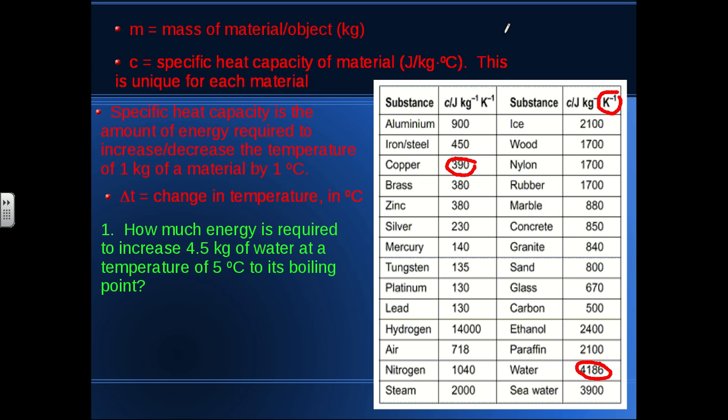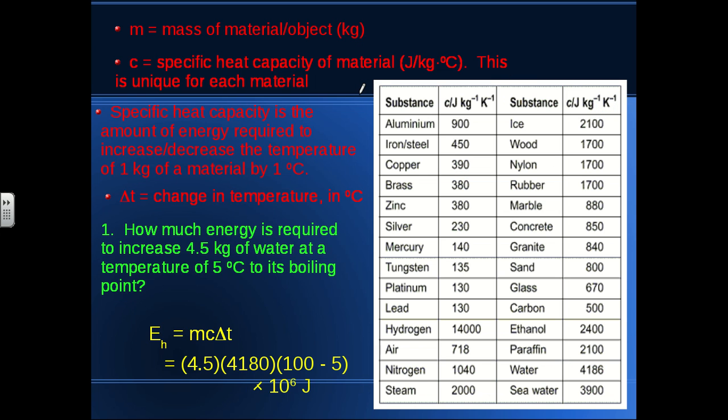So how much energy is required to increase 4.5 kilograms of water at a temperature of 5 degrees Celsius to its boiling point? Well, let's try the new formula. So here we've got mass, 4.5 kilograms, times specific heat capacity of water. I'm using 4,180. I used a different table for that, but that's okay. And then the change in temperature will be temperature 2 minus temperature 1, so 100 degrees Celsius minus 5 degrees Celsius. And when we work that out, we get 1.8 times 10 to the 6 joules, or 1.8 megajoules of heat.